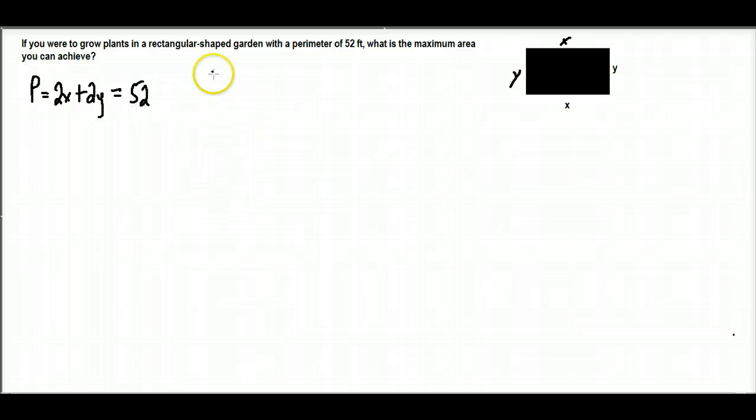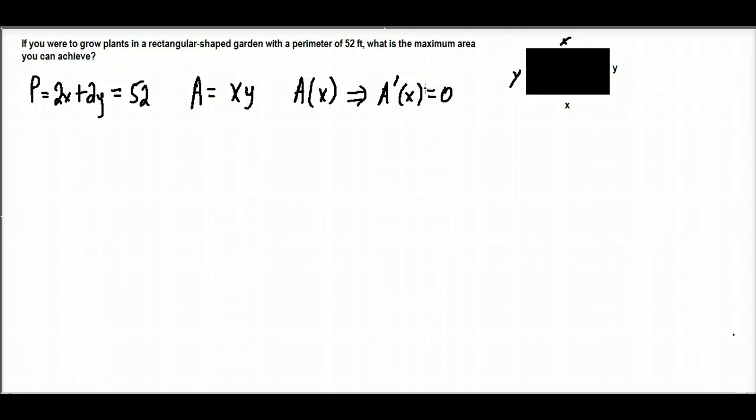Okay. We also know that the area of a rectangle is just length times width, or in this case x times y. Our goal here is to be able to come up with a function for area in terms of x, and I'm just choosing it. We can do it in terms of x or y. And then after we find out this particular function here, we want to take the derivative of it and set it equal to 0.